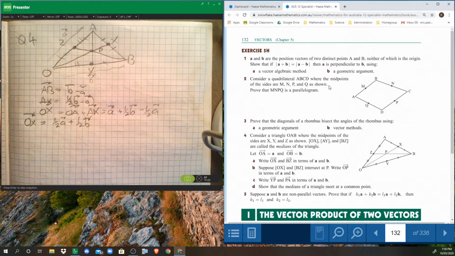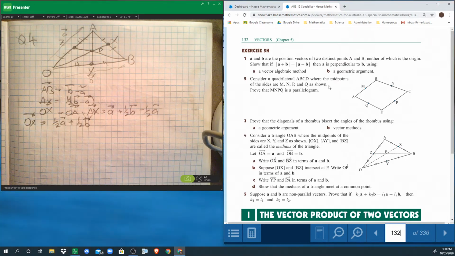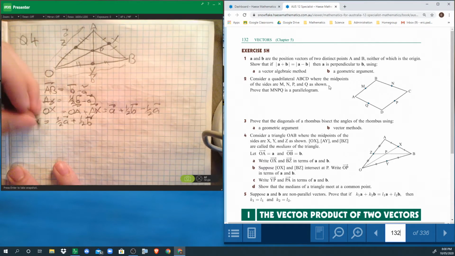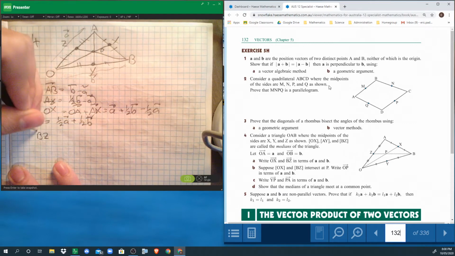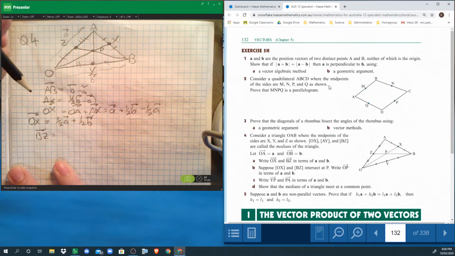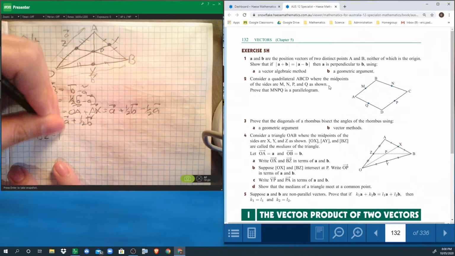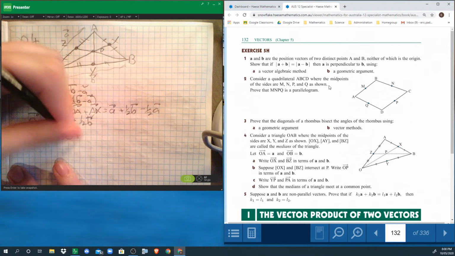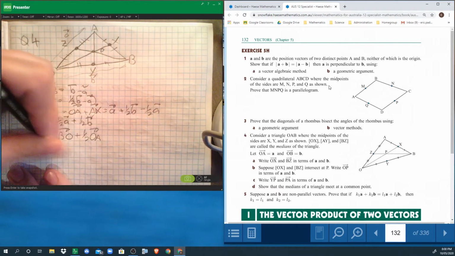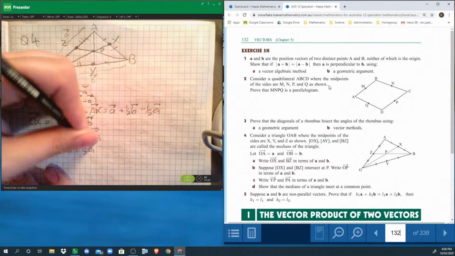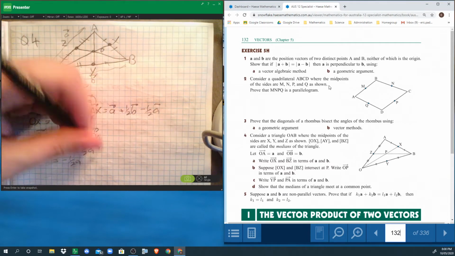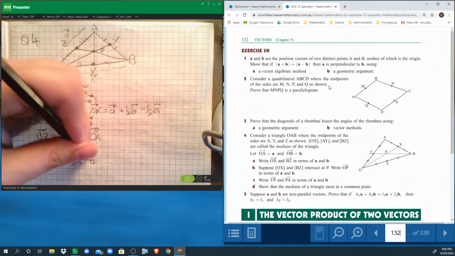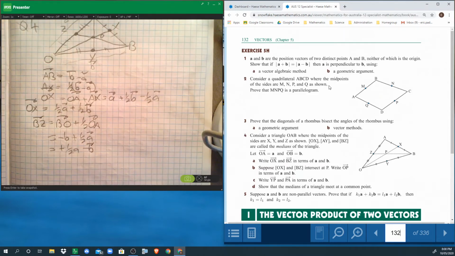All right, we have to go and find BZ. All right, so B to Z can be written as BO plus 1/2 of OA. All right, so minus B plus half A, or half A minus B, if you prefer.